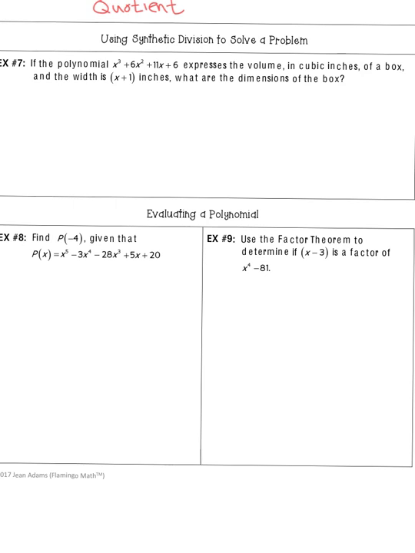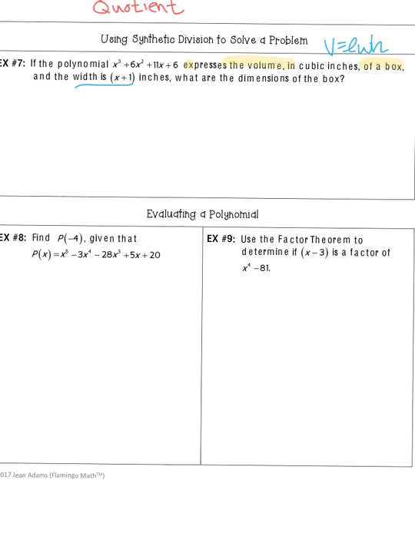So it says, if the polynomial, here's your polynomial, am I missing anything? 3, 2, 1, 0, nope. Expresses the volume, so it's important that I highlight things that mean something. So the volume of a box. As soon as I hear volume of a box, I'm thinking, what is volume of a box? The formula for volume of a box is length times width times height. And so they give you the width, which is x plus 1 inches, and they want to know what are the dimensions. So I need to know what's the length, what's the width, and what's the height.